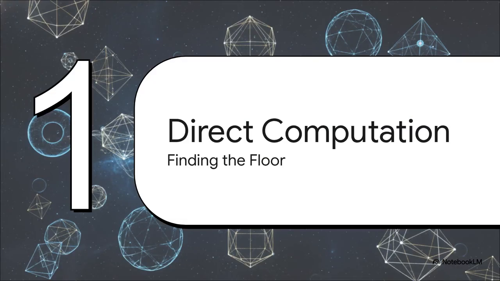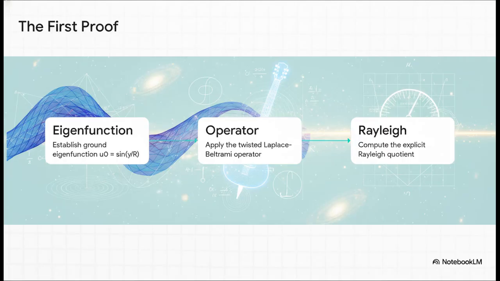Section 2, the direct computation. Okay, with our stage set, we can start the first of our two independent mathematical ascents up the mountain. Our goal? To find the absolute lowest frequency that this curved surface can support. Think of these computational steps as elegant natural laws just unfolding. First, we establish our ground eigenfunction. On a flat strip, both sine and cosine work, but the curvature of our space uniquely selects sine. So our eigenfunction is sine of y over r.